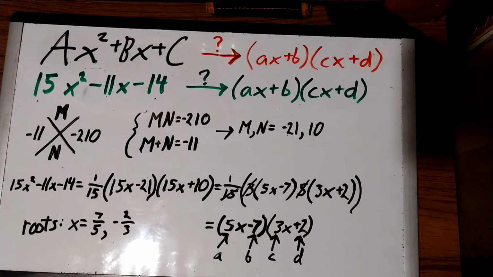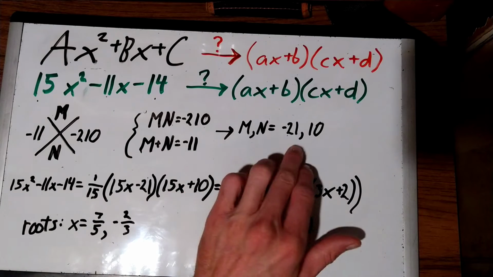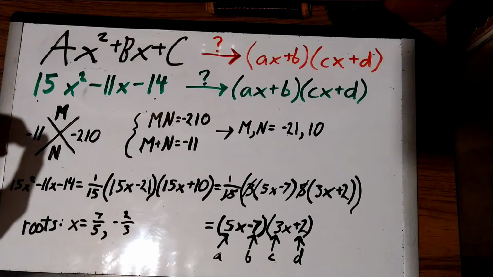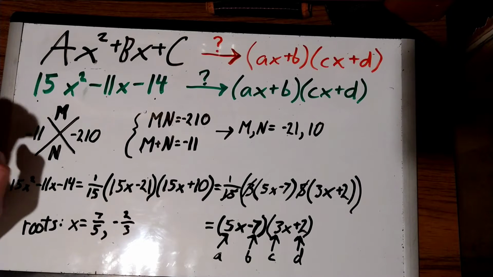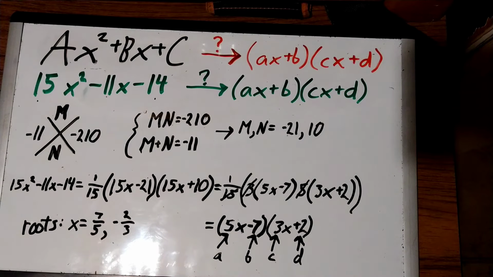Well, we think about it for a while, and we come to the conclusion that there's only two numbers that work. It doesn't matter which one is which, but one is minus 21, the other is 10. Minus 21 times 10 gives me minus 210, and minus 21 plus 10 gives me minus 11. And you could switch them. It doesn't matter which one is m and which one is n.